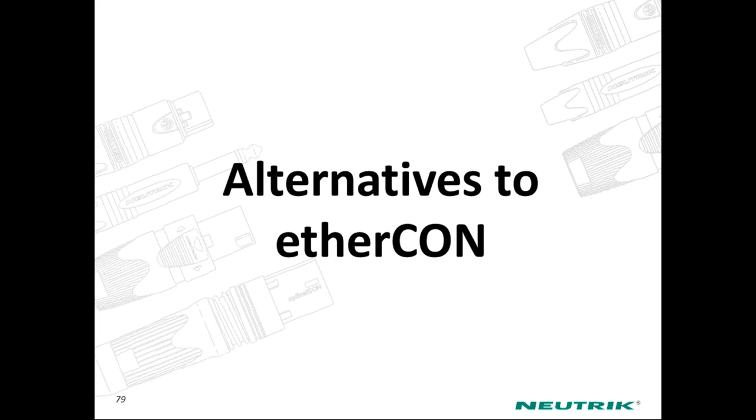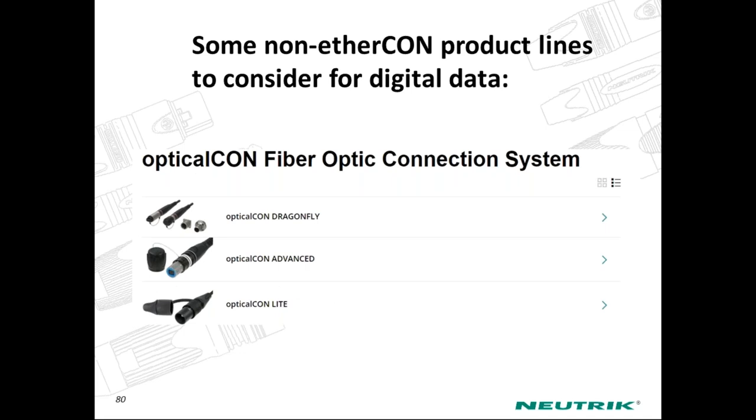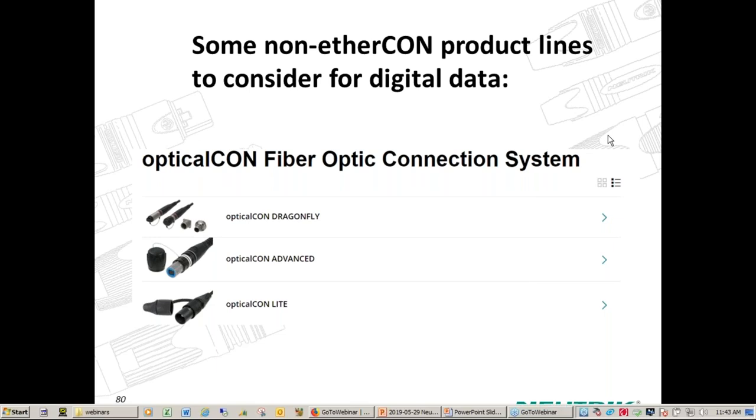So we've talked a lot about etherCON, but let me just talk about some alternatives to this. The first alternative that we offer, which is much more expensive, is OpticalCON. It's a fiber optic system. There are many advantages to fiber optics. Probably the greatest is if you need to break past that 100-meter barrier that you have with copper, if you just need to go farther, then you can do it with fiber optics.